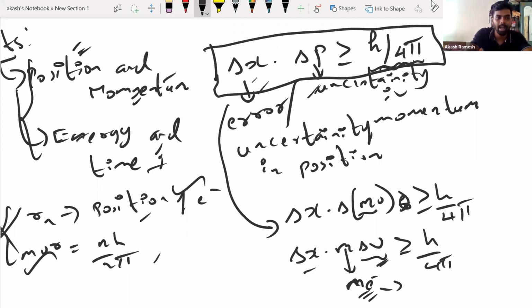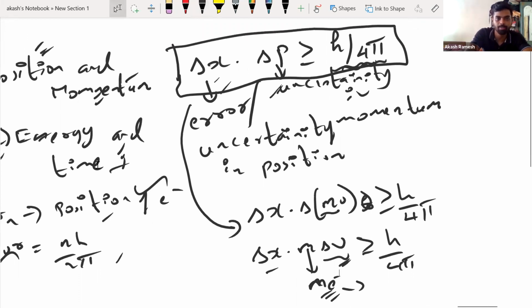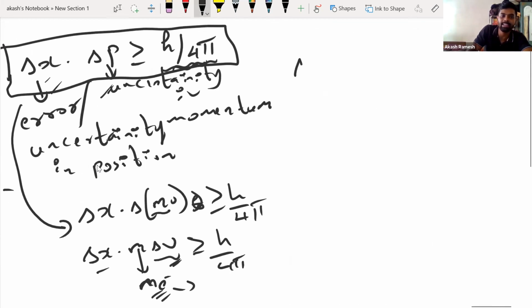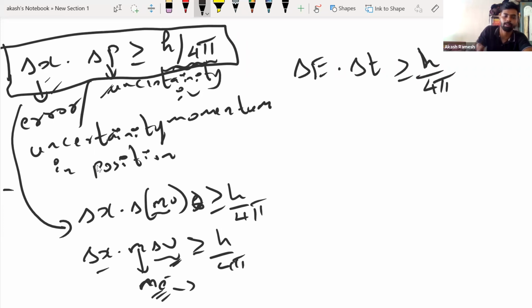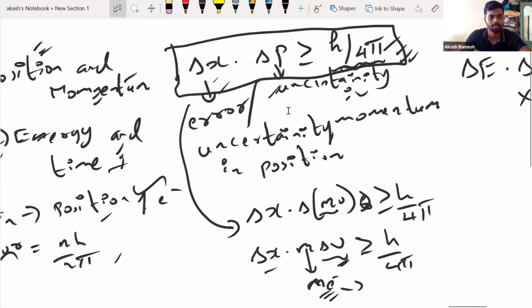The same way I can do it for energy and time also. The same thing will come. Delta E, that is the uncertainty in energy, into the uncertainty in time, will always be greater than or equal to h by 4 pi. Same equation, but this will not be used much. This will be used in your problems for 11th class for sure. So that is about Heisenberg's uncertainty principle.